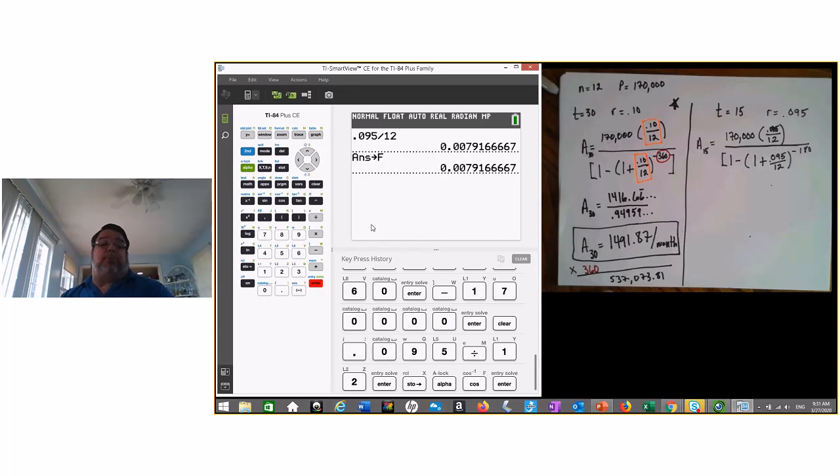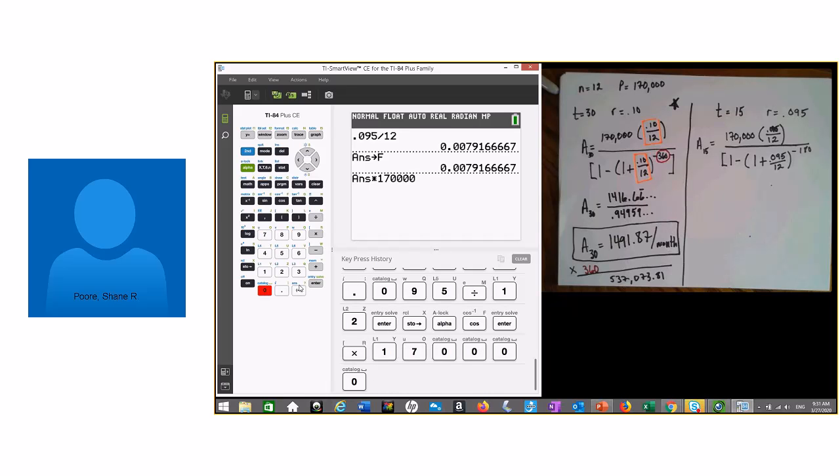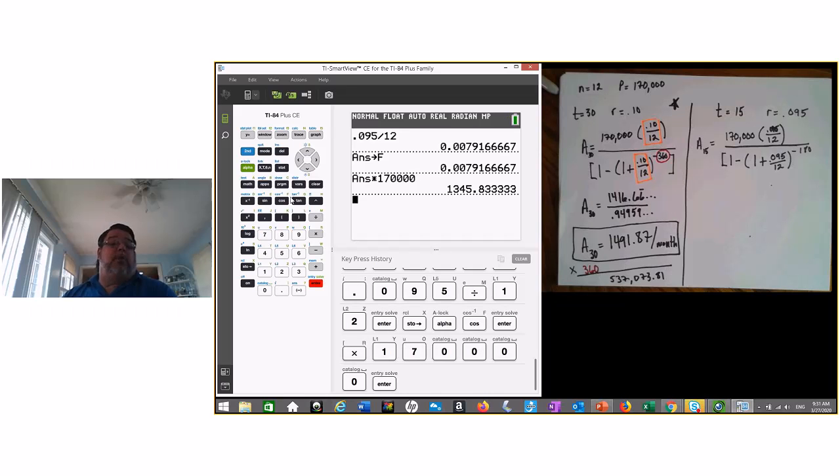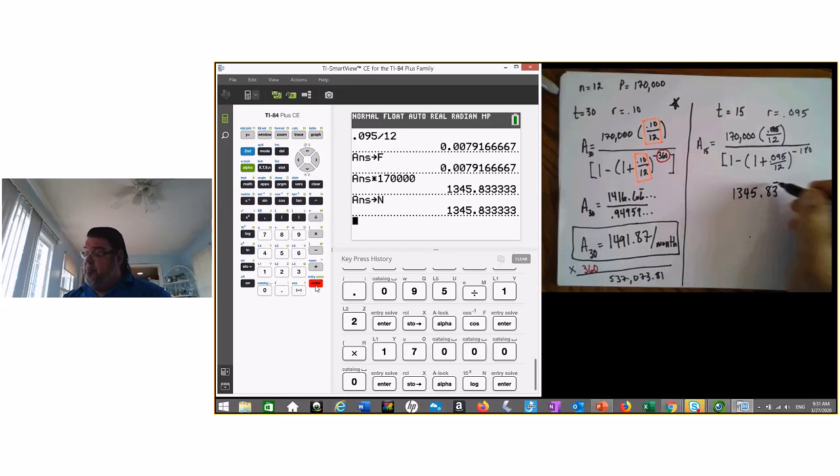Okay, so I'm going to multiply that now times 170,000. And that is my new numerator. So store alpha numerator. I'm going to write it down: 1345.83 repeating. A 15 is equal to.